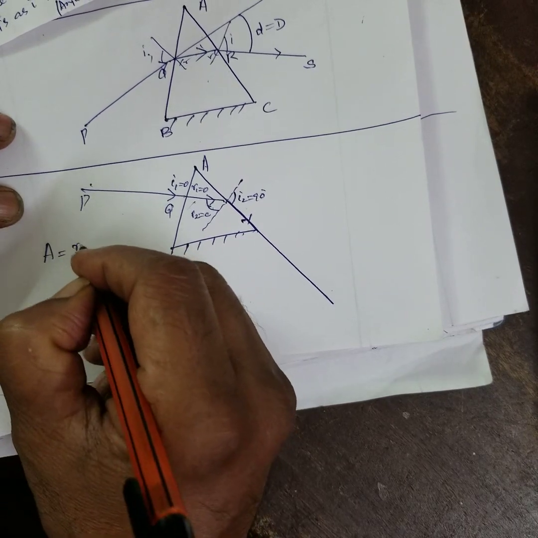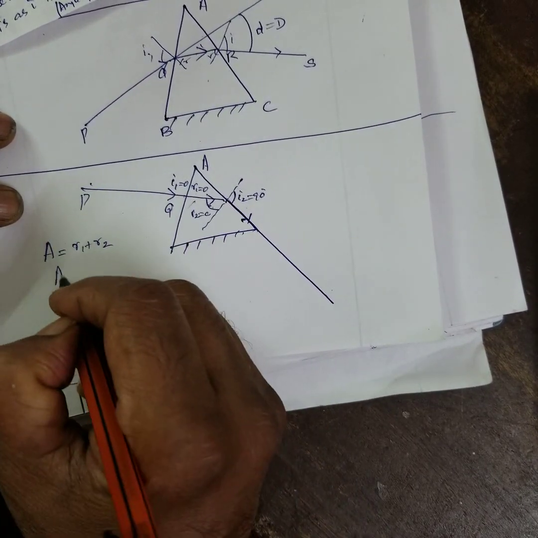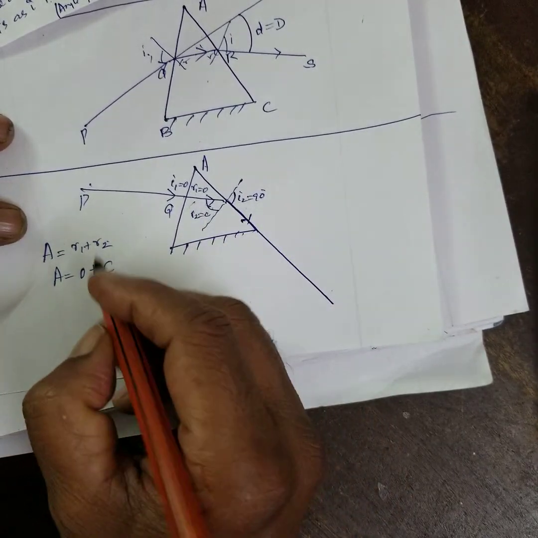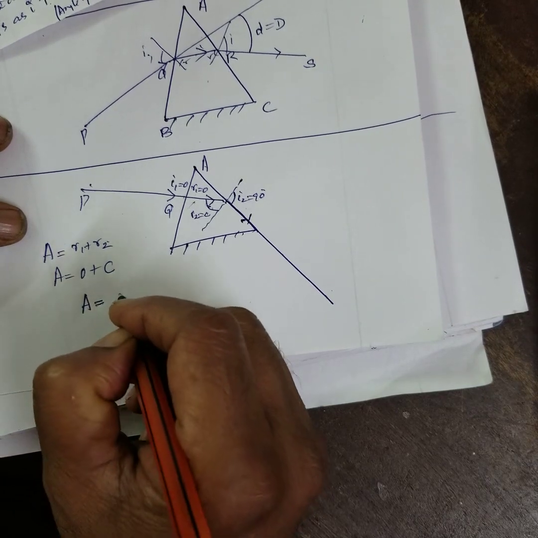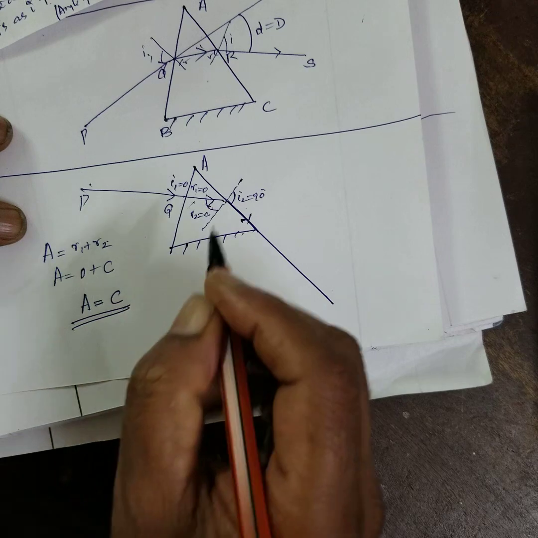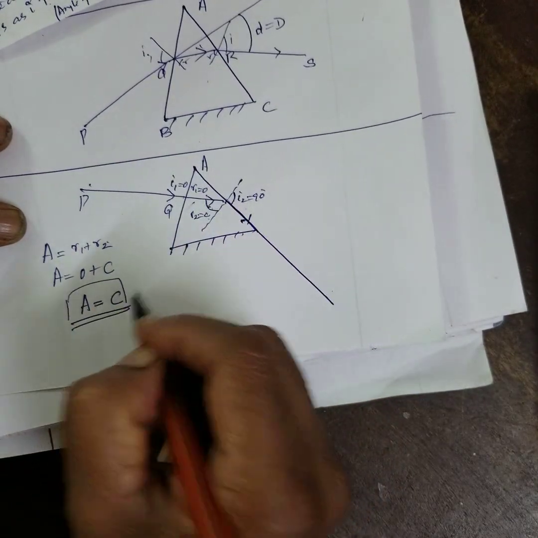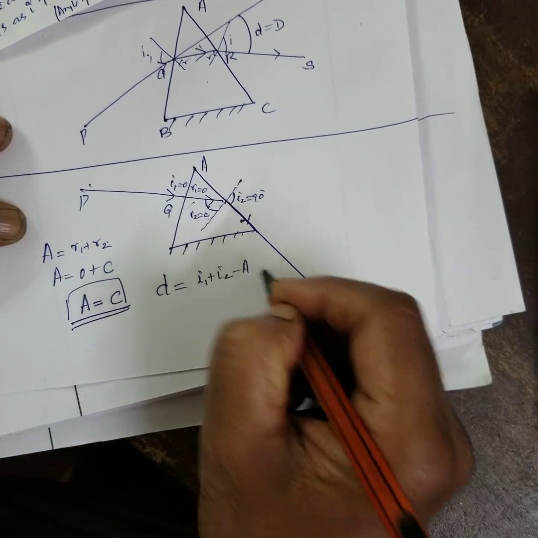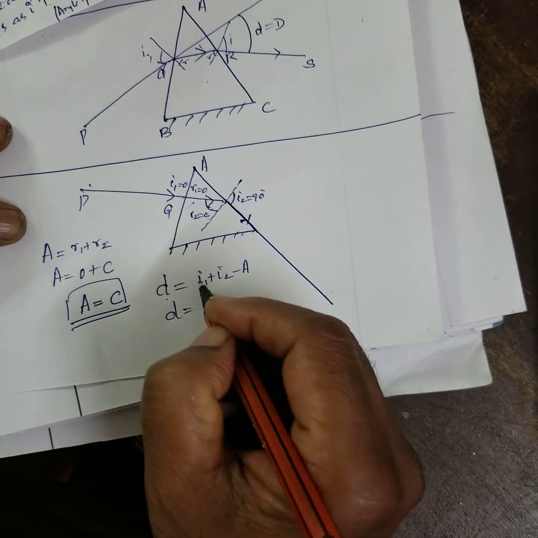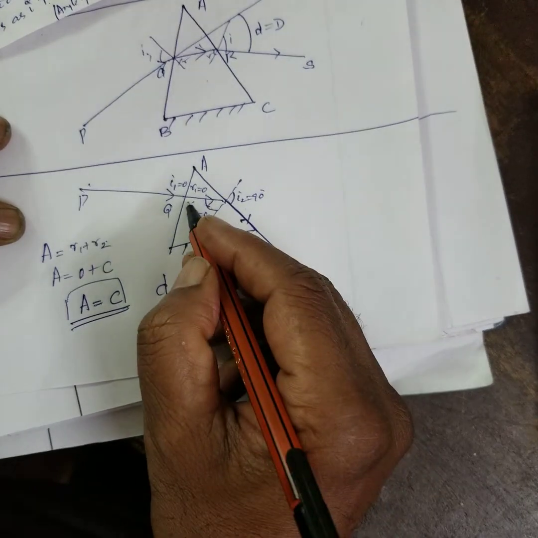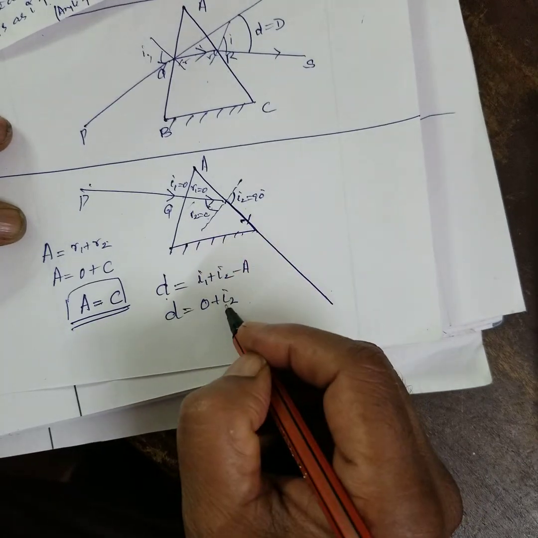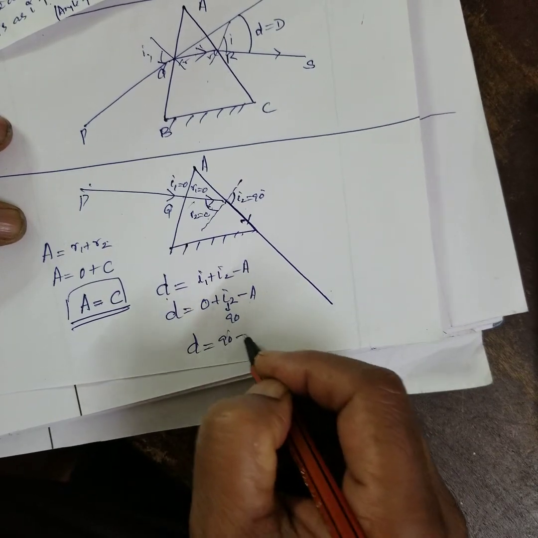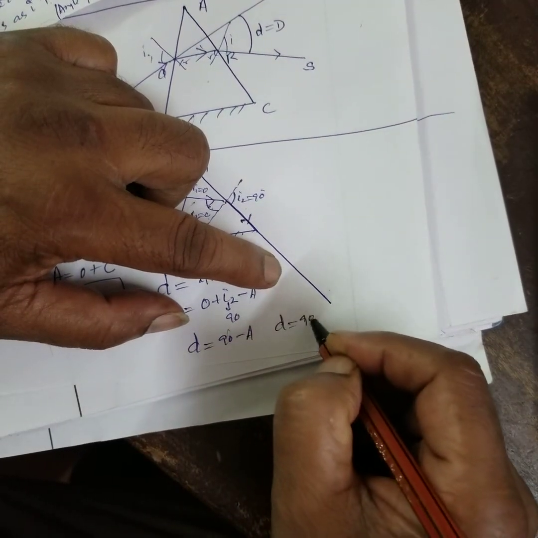Now, what is A? A is equal to R1 plus R2, is it not? R1 is 0. R2 is what? Critical angle. Therefore, the angle of the prism is the critical angle. Total deviation is equal to what? I1 plus I2 minus A, is it not? Then total deviation is equal to I1 is 0, I2 is what? 90 degrees, no? I2 is 90 degrees, minus A. Therefore, total deviation is equal to 90 minus A, or total deviation is equal to 90 minus critical angle.